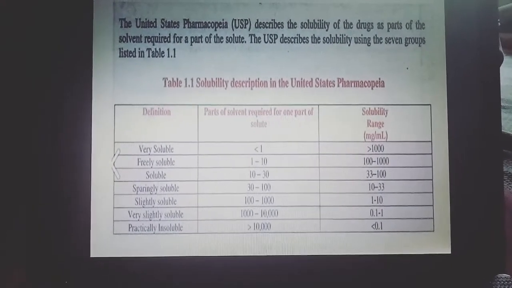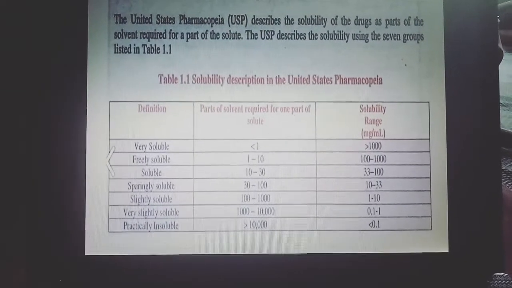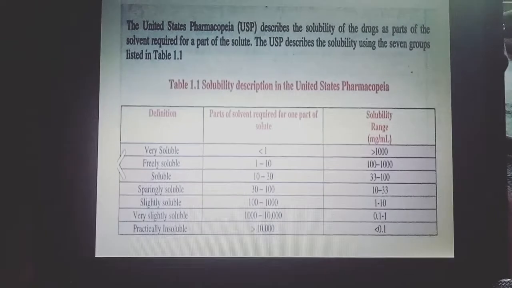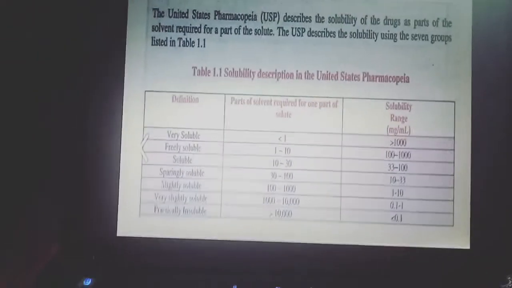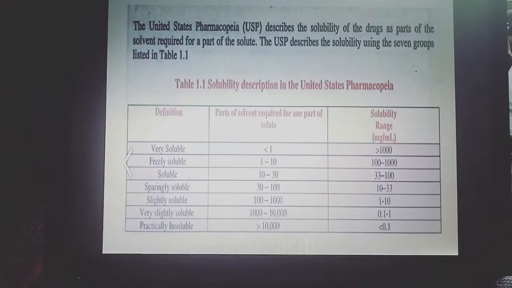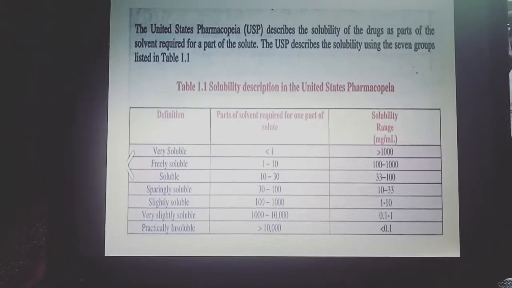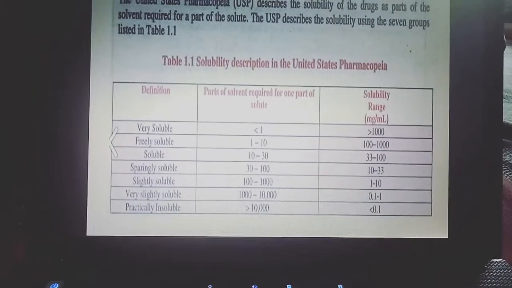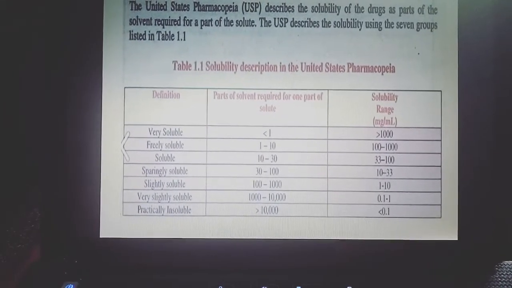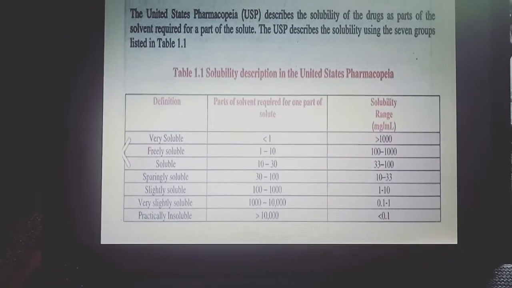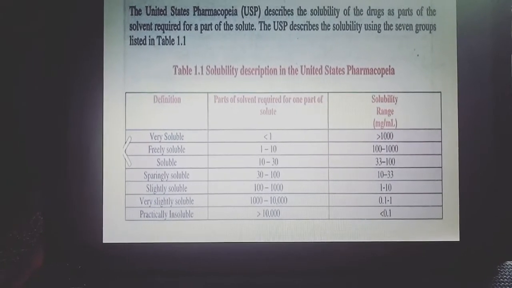मीन्स कितने solvent के parts required है हमारे कितने part of solute के लिए, उसको हम बोलेंगे solubility according to the USP. This is the table, students. You can see on the left side, various solvents, that is very soluble, freely soluble, soluble, sparingly soluble, slightly soluble, very slightly soluble, practically insoluble. Very soluble, first of all, you can see parts of solvent required for one part of solute, that is less than 1.